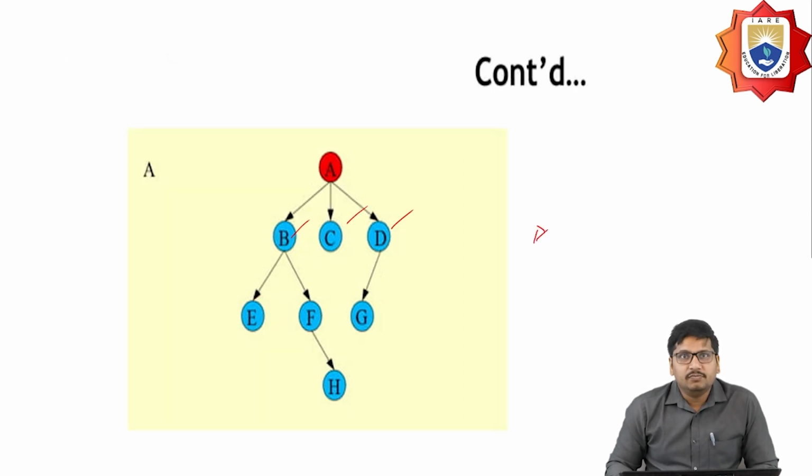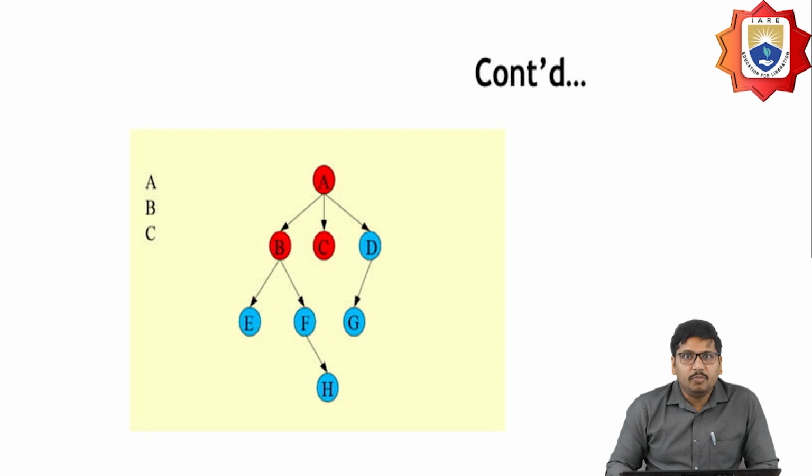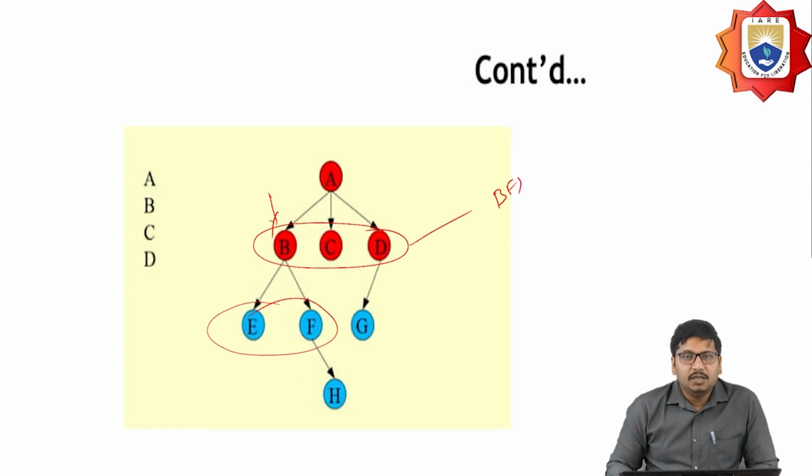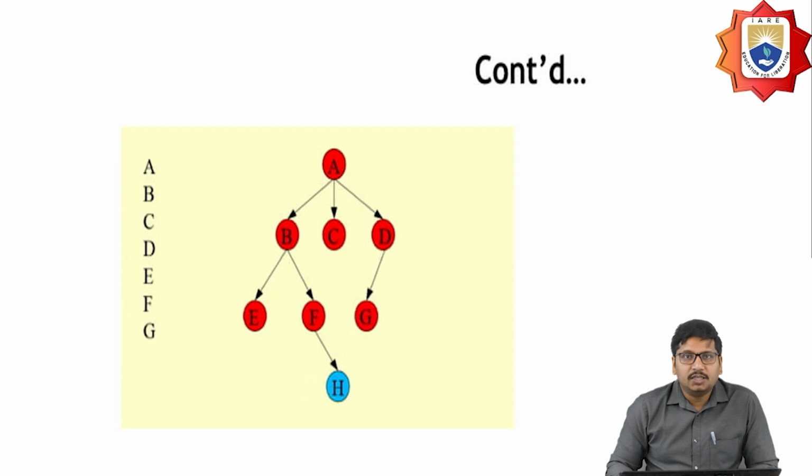So first I have to visit the root node. So from this first vertex, what are the vertices that are adjacent to A, I have to visit level by level. So B, C, D, and once B, C, D are visited, we have to go for the next level. So what are the vertices that are connected to B? E, and then F. For C, there is no vertex connected. For D, G is connected, so G.